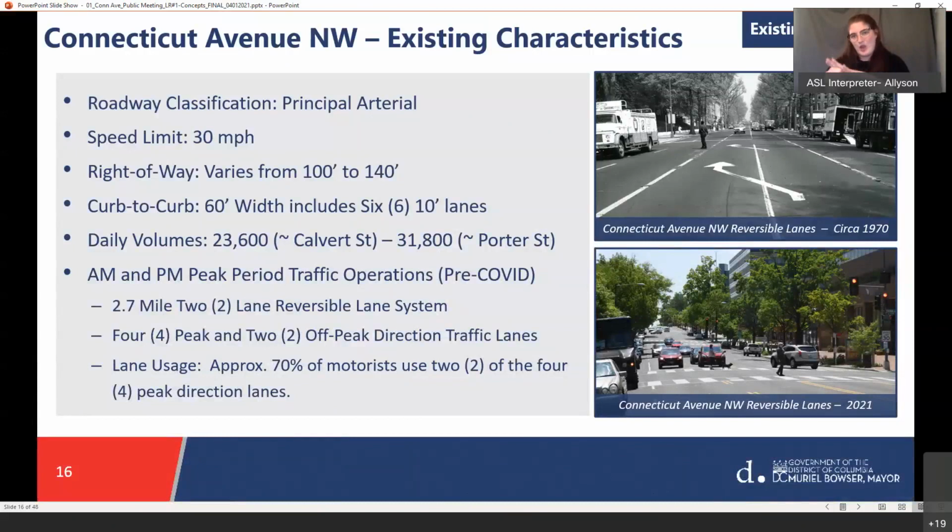Connecticut Avenue is a principal arterial, and the speed limit is 30 miles per hour. The curb to curb width is 60 feet and includes six 10-foot travel lanes. The daily volume on Connecticut Avenue is about 24,000 right around Calvert Street, and about 32,000 vehicles per day right around Porter Street. The corridor is about 2.7 miles in length.